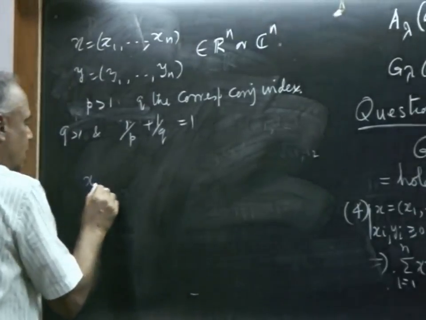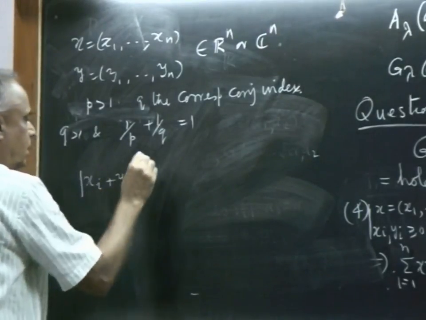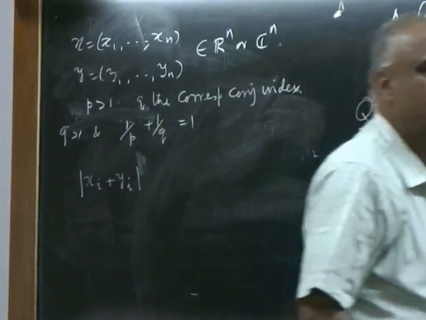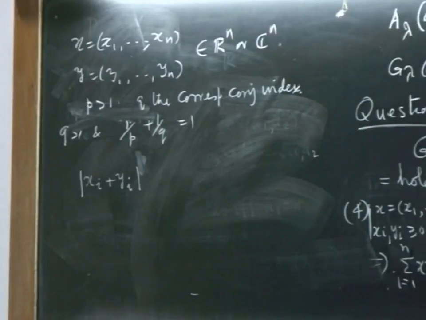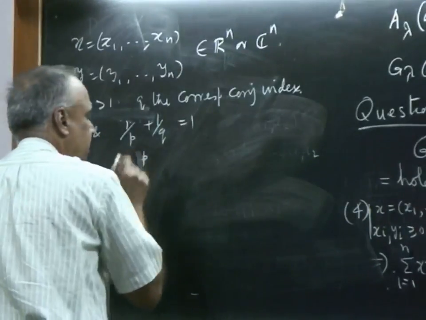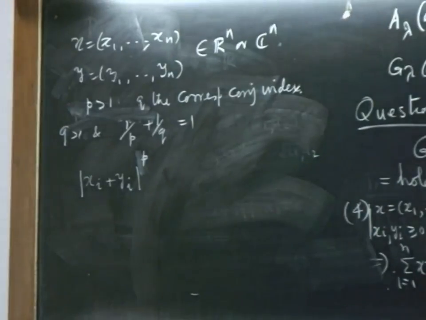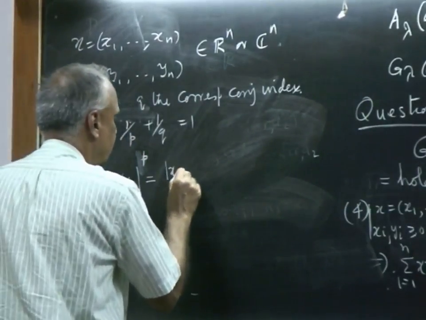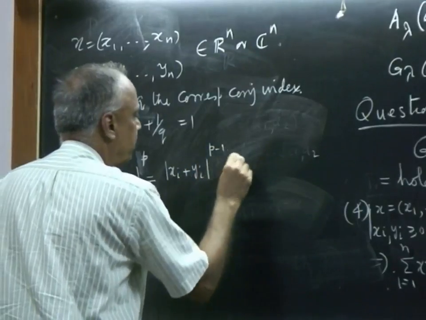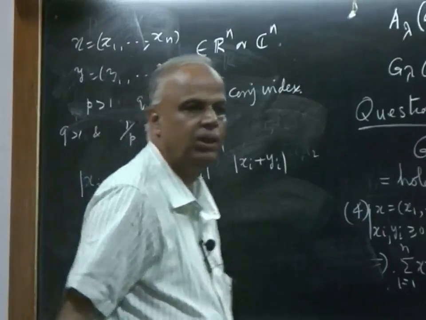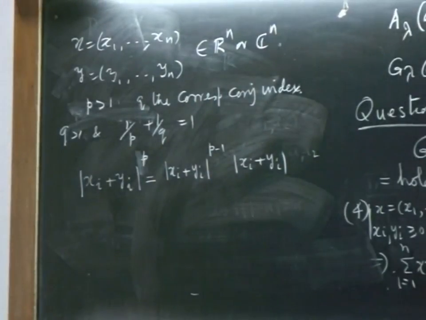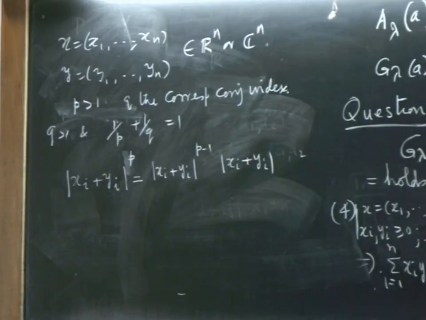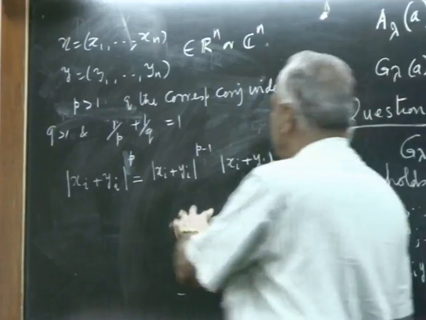Now, first look at mod xi plus yi, and I will take the power p. You will see what we are trying to do shortly. This I will write as mod xi plus yi to the power of p minus 1 into mod xi plus yi. Nothing surprising. I just took one term out and kept the remaining power there. Because p is greater than 1, there is at least one power there, so I pulled it out and kept the remaining powers. So mod xi plus yi to the power of p minus 1 into this.